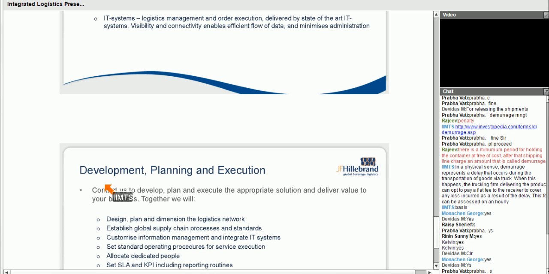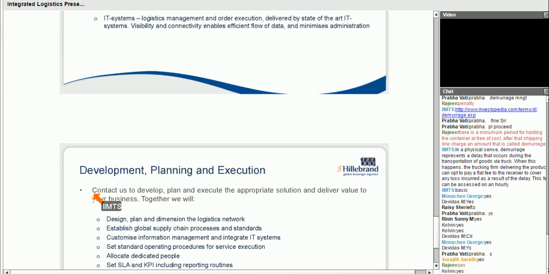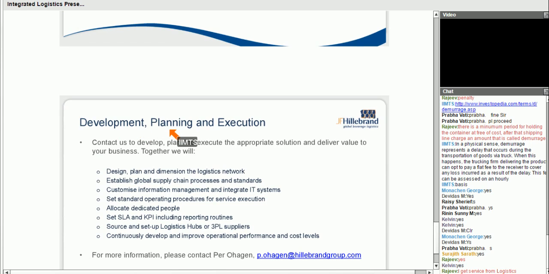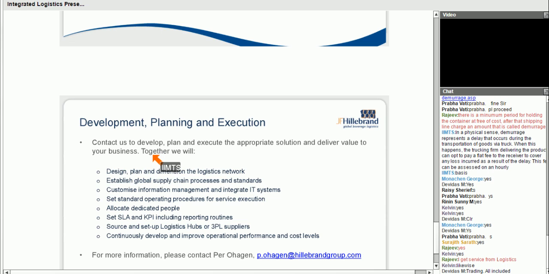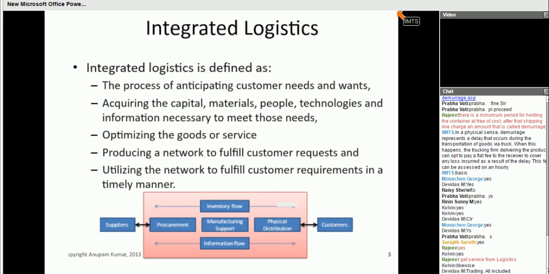Has any one of you worked for a logistics company? Or is anyone currently working in a logistics company? Is there anyone who is working for a logistics company? No one. Okay. Development, planning and execution. I get service from logistics. Okay. Getting service is a different thing. Like whatever you buy online, trading, all included. Okay. Right. So let's leave this, let's come back. Okay. So this was one good example.